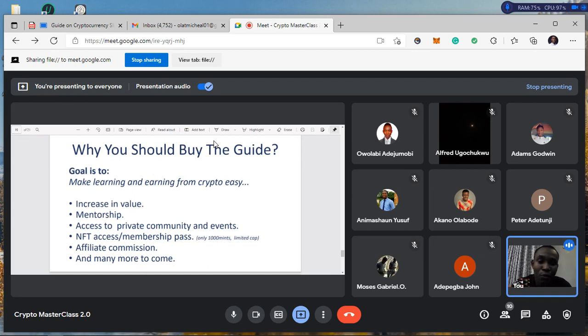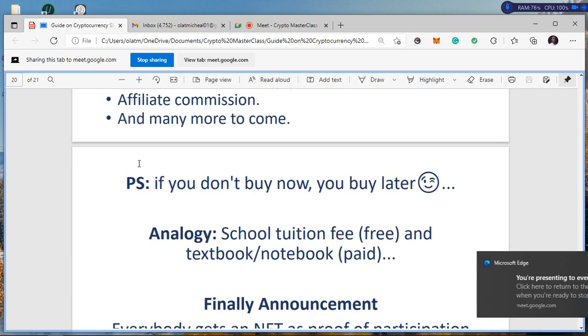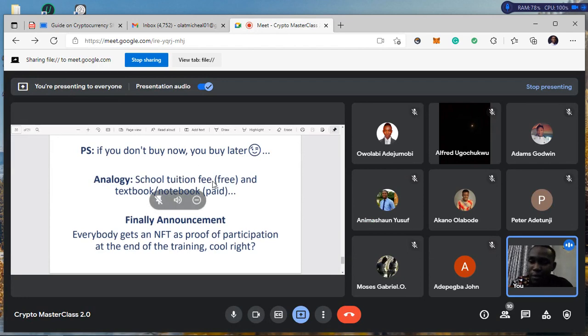Within the time frame that the 1,000 will be sold, we have an affiliate commission. I'm actually targeting 1,000. Once we have 1,000, I'm good. We have affiliate commission attached to it and also many more benefits to come. Along the line, we roll out more. So let's not let the cat out of the bag yet.